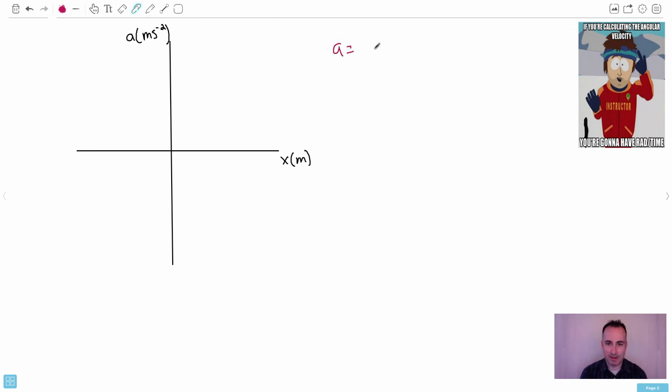So let's look at this equation here. We have A equals minus omega squared x. So think about this linearized. If we're going to graph A versus X, we're going to end up with a straight line, because look at this. This right here is just your proportionality constant. So if this is the Y value, this is the X value, then this right here is going to be the gradient.